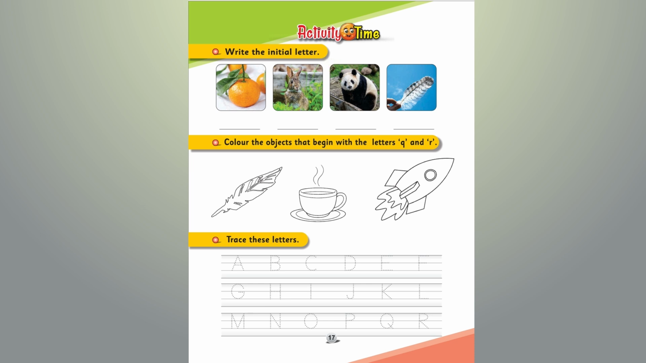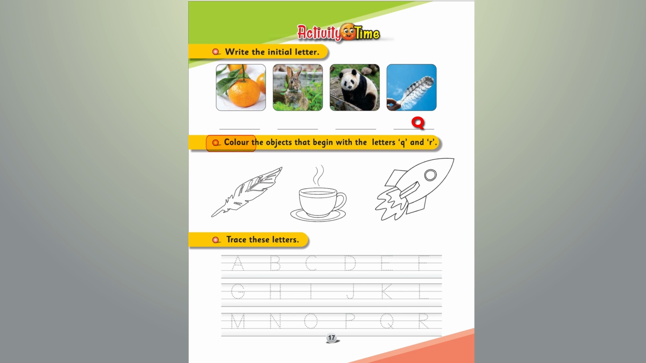So, the first picture is of orange. So what is the starting letter of it? O. So write O. Very nice. The next picture is of rabbit. So you have to write R. Very nice. The next picture is of panda. We have to write P. The next picture is of squirrel. So you have to write Q.